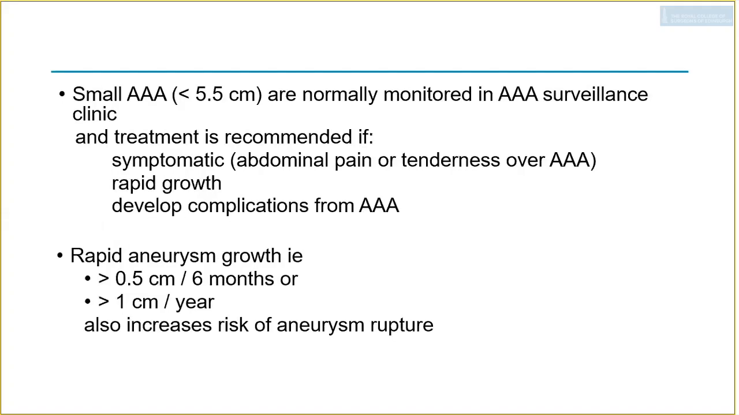So most small abdominal aortic aneurysms, by definition anything less than 5.5 centimeters, are now normally monitored in the aneurysm surveillance clinic. Treatment is recommended if, for example, they become symptomatic, either if they develop abdominal pain or tenderness overlying the abdominal aortic aneurysm, or rapid growth. And how fast is rapid? Rapid growth is defined as any aneurysmal change of more than 0.5 centimeter over 6 months or more than 1 centimeter over a year. And we know rapid growth can increase the risk of aneurysm rupture.